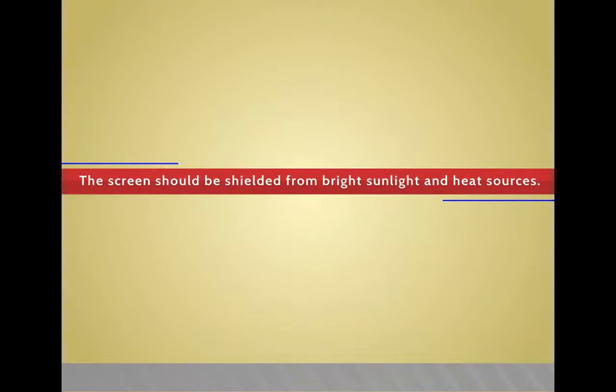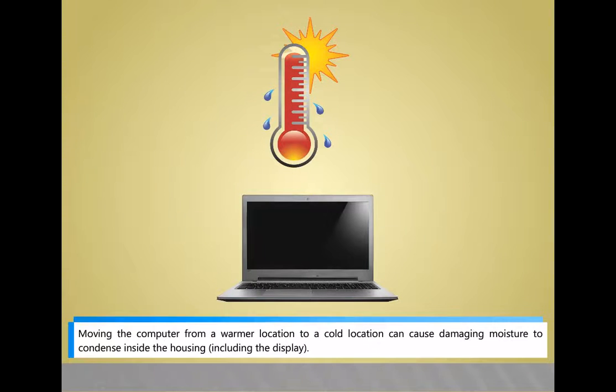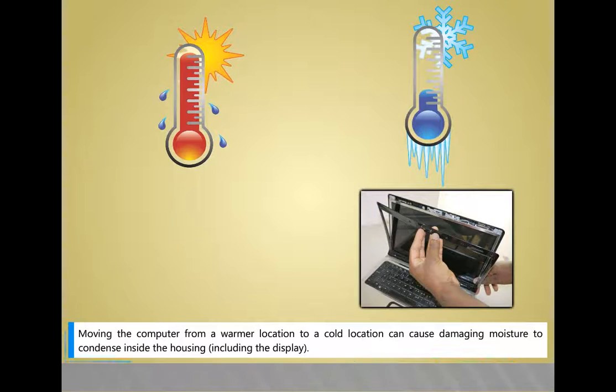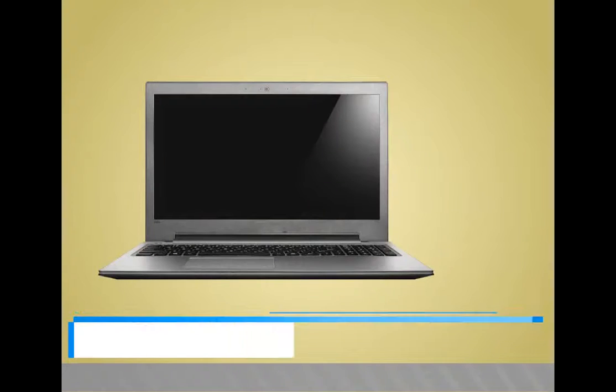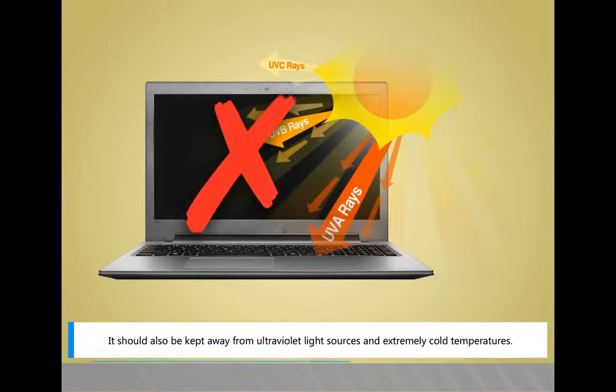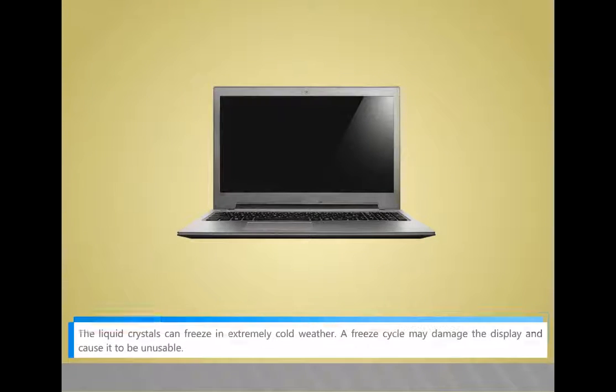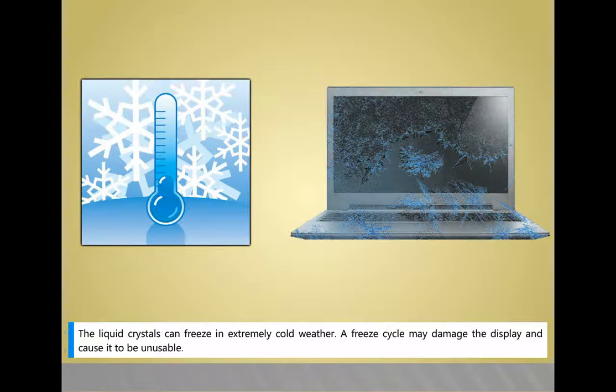The screen should be shielded from bright sunlight and heat sources. Moving the computer from a warmer location to a cold location can cause damaging moisture to form inside the housing, including the display. It should also be kept away from ultraviolet light sources and extremely cold temperatures. The liquid crystals can freeze in extremely cold weather. A freeze cycle may damage the display and cause it to be unusable.